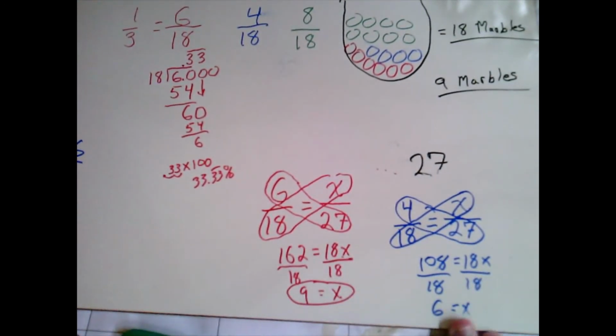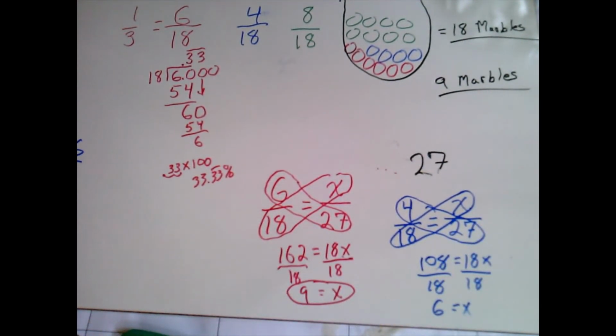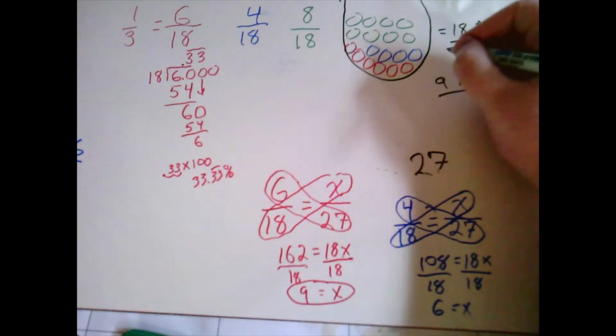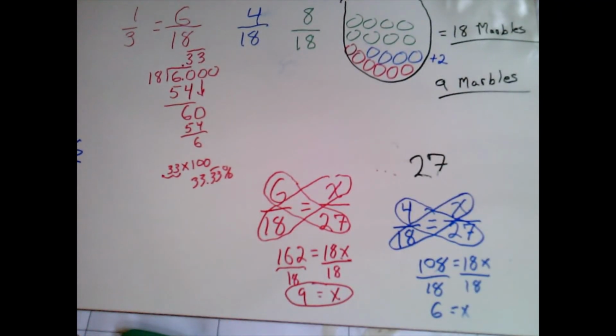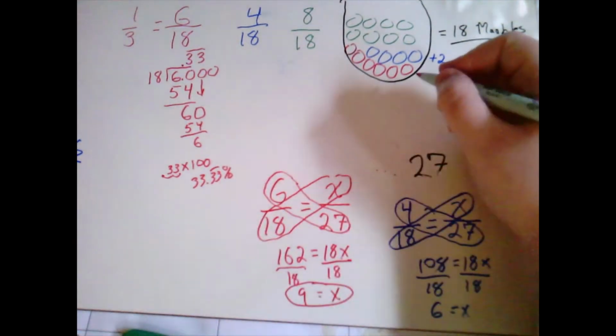All right, so we need a total of 6 blue marbles in this bag. So we need to add 2. Let me write this here. We have to add plus 2 blue marbles. And for the red ones, we have to add plus 3.